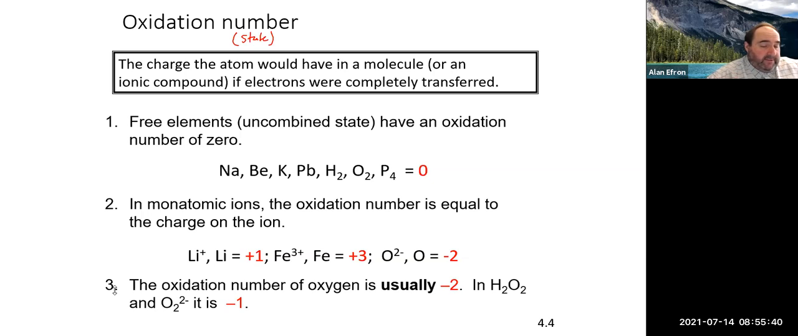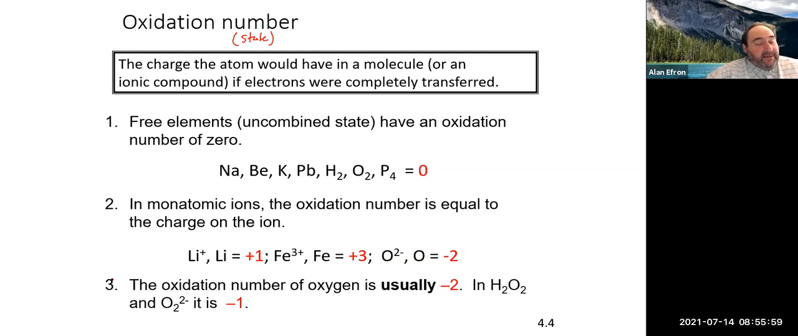is a really good place to start in terms of assigning oxidation numbers. So if you have something that has oxygen in the formula, that's usually a really good spot to start with. Oxygen is usually going to be -2.